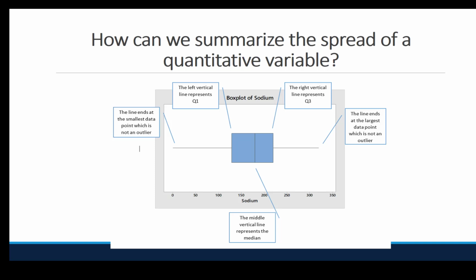Then we have vertical lines extending to the smallest and largest data points. And notice we were able to extend all the way out to the smallest and largest data point because there were no outliers in this data set.